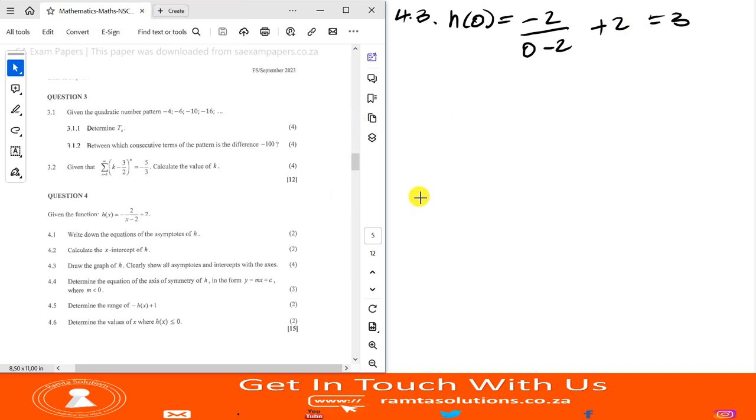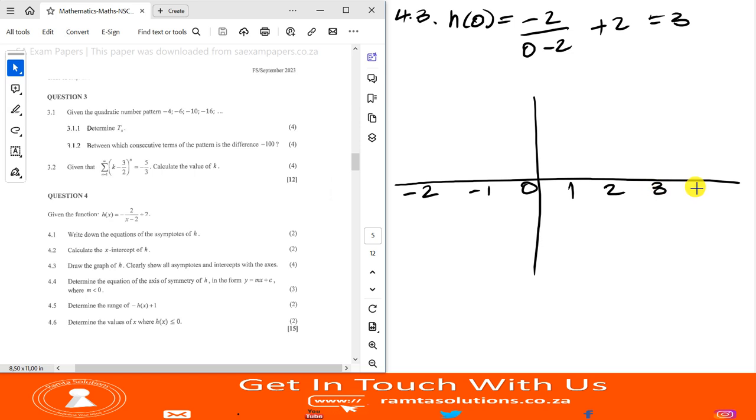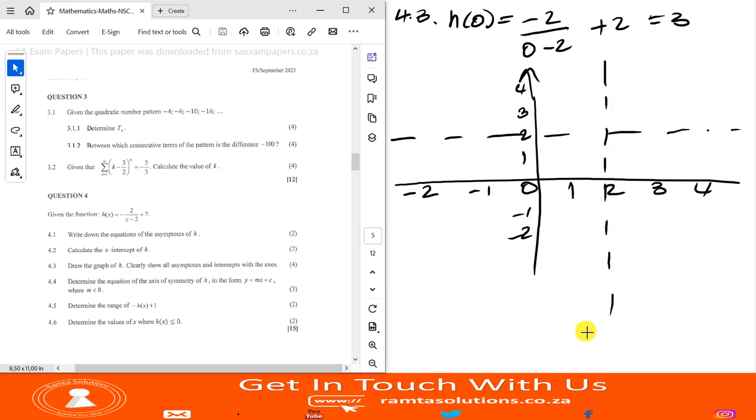So let's try to plot. Minus 2, minus 1, 0, 1, 2, 3, 4, and then on the y-axis 1, 2, 3, 4, and negative values. We said it has shifted 2 units up, here it is, 2 units up. It has also shifted 2 units to the right.